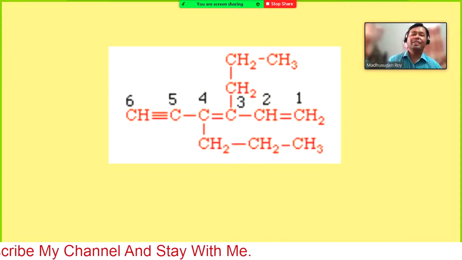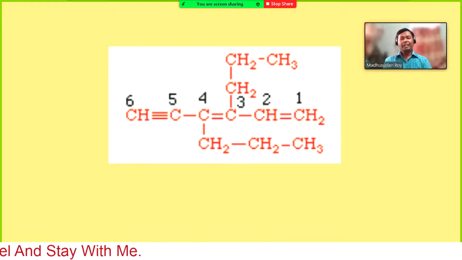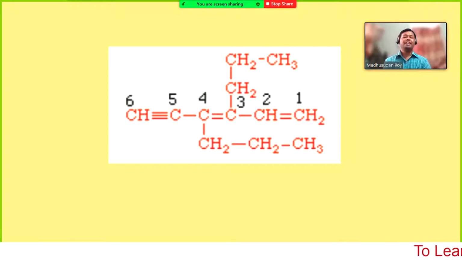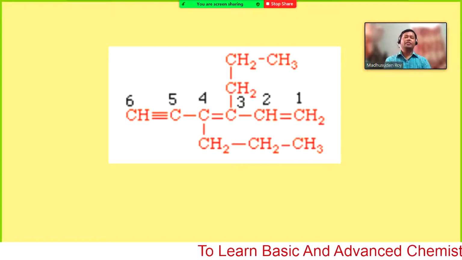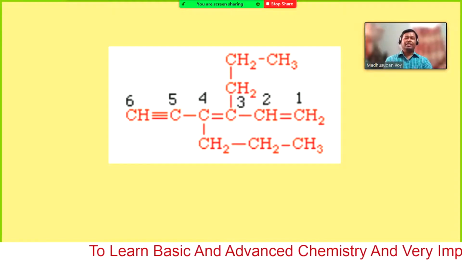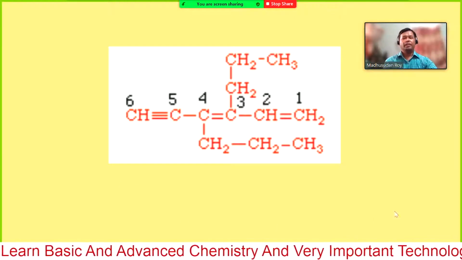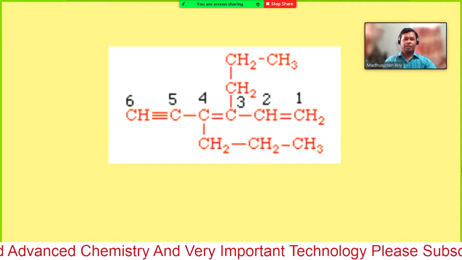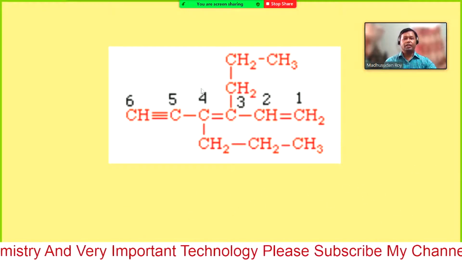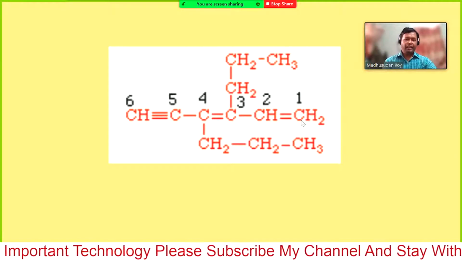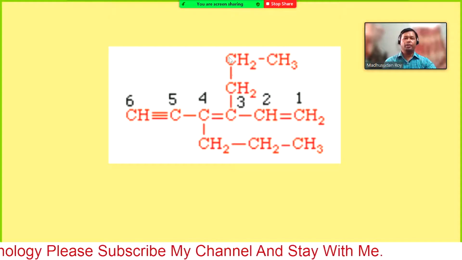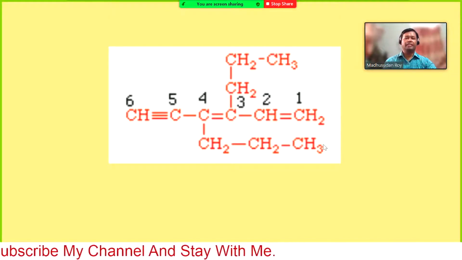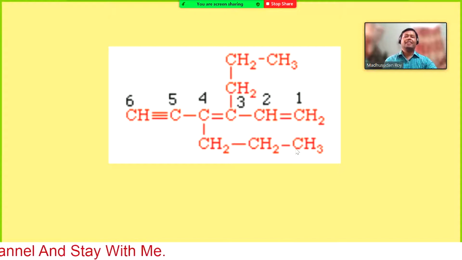Now we have one double bond, 2 double bonds and 1 triple bond, and side chains or branches, at least 2. So we have several ways of numbering. Let's see how we can number. Already shown 1. So 1 2 3 4 5 6. Again, if you consider the numbering this way, 1 2 3 4 5 6 7 8, in that case how should we number, how should we name?